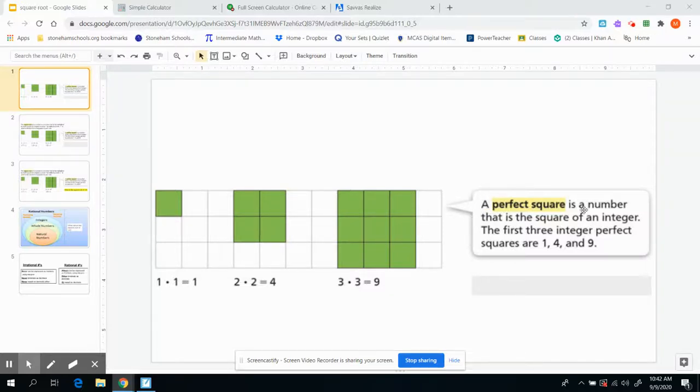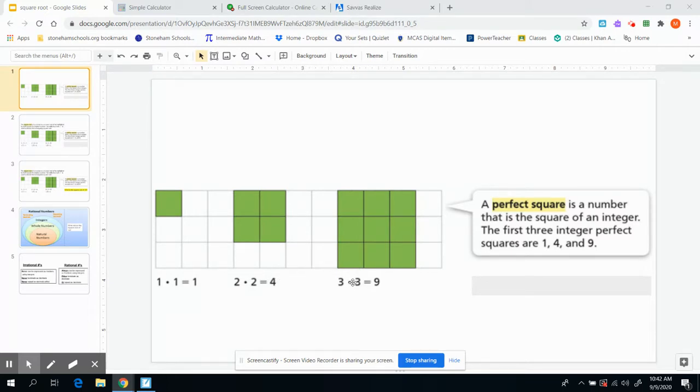Here it says a perfect square is a number that is the square of an integer. The first three integer perfect squares are 1, 4, and 9. So 1 times 1 is just 1, and we see the square here. 2 times 2 is 4, and so we see that this square has a side length of 2, and 2 times 2 gives us the area of 4.